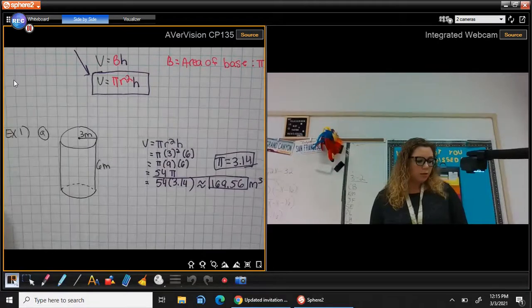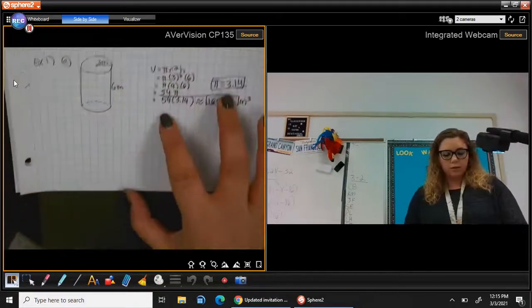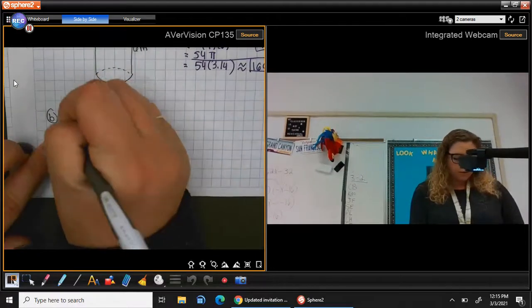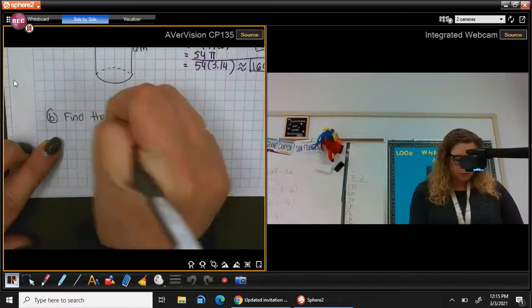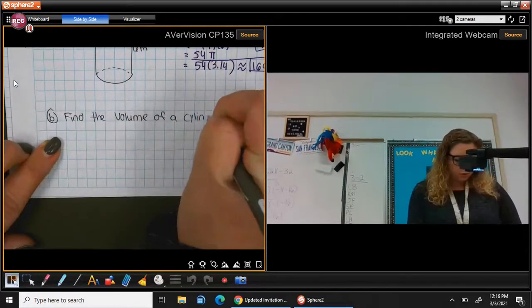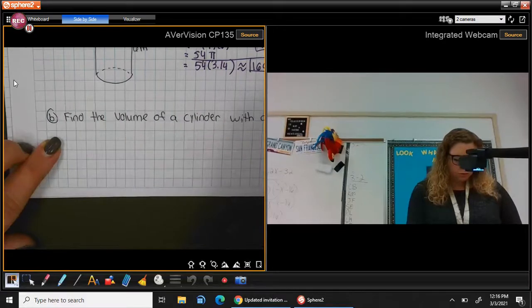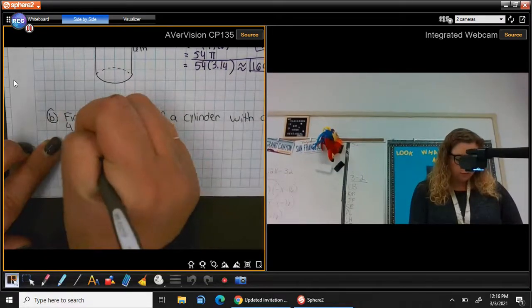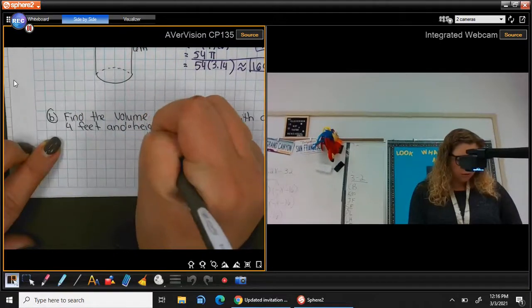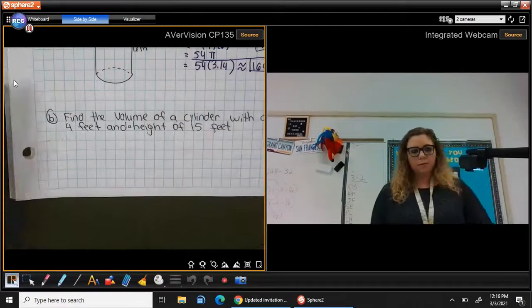Let's look at another one. Example B. Find the volume of a cylinder with a radius of 4 feet and a height of 15 feet.